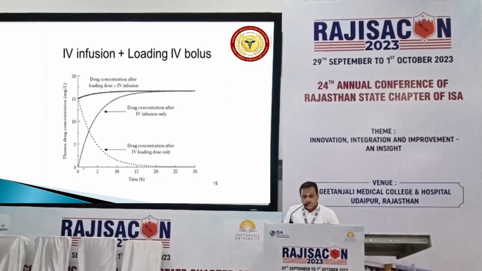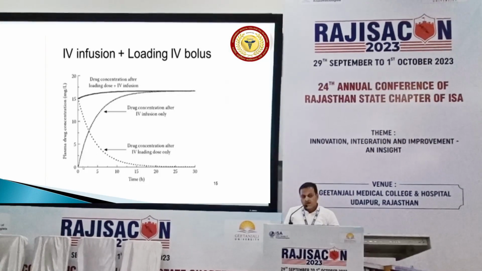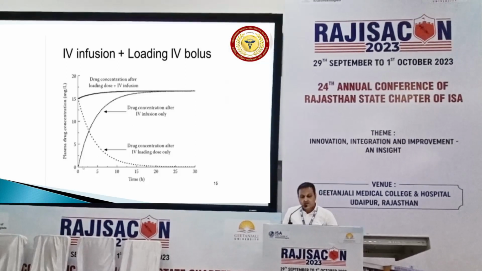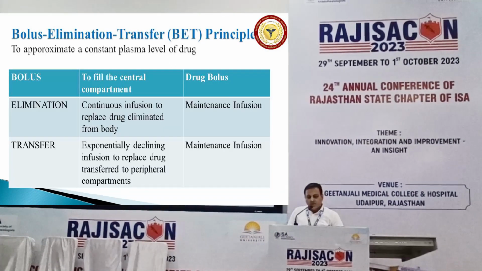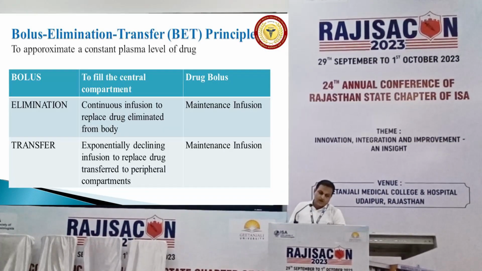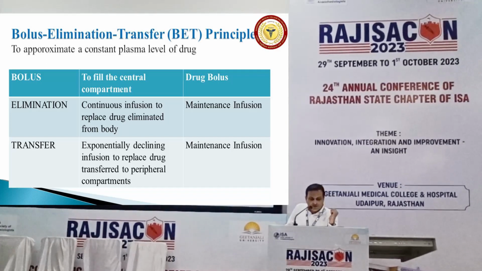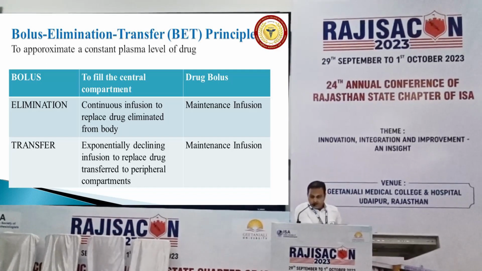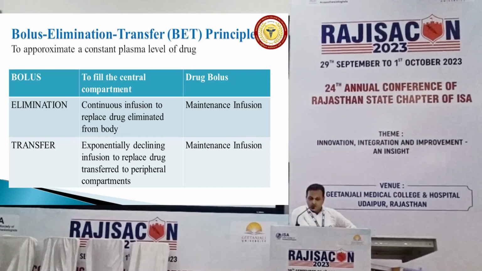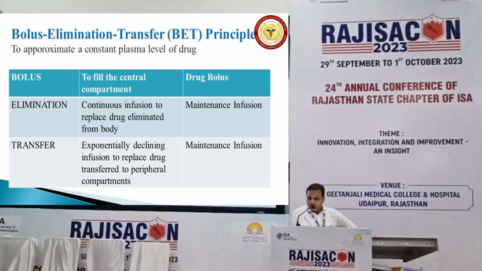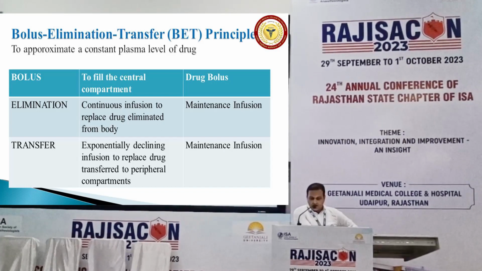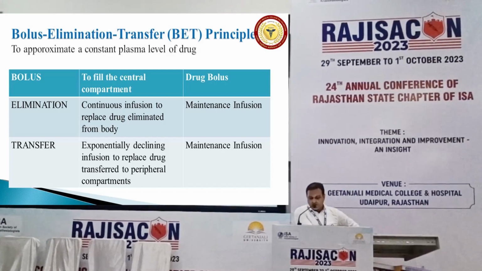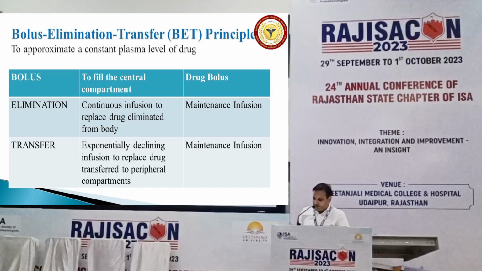So what to do? First, we give the bolus of the drug to achieve the desired concentration and maintain this with the infusion. Bolus elimination transfer, BET principle. It is used to approximate a constant plasma concentration of the drug. Drug bolus is administered to fill the central compartment, and maintenance infusion is given to replace the drug eliminated from the body and to replace the drug transferred to the peripheral compartment.